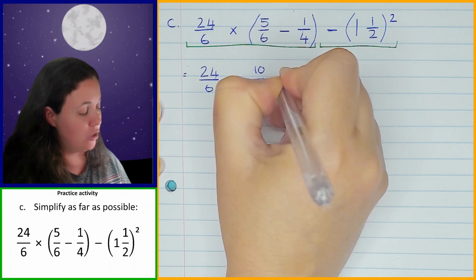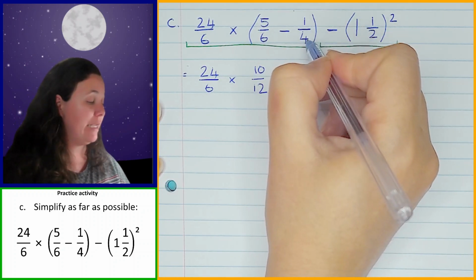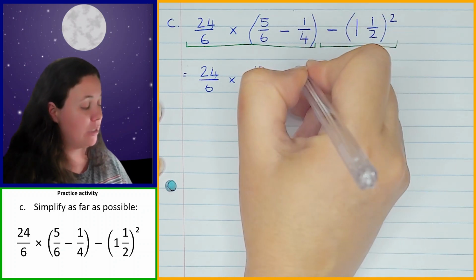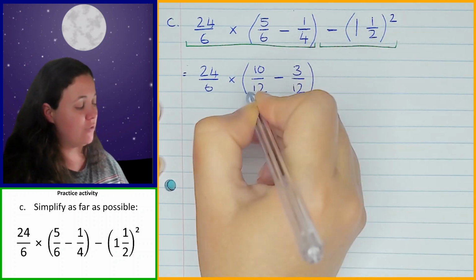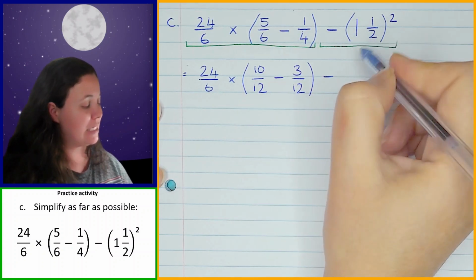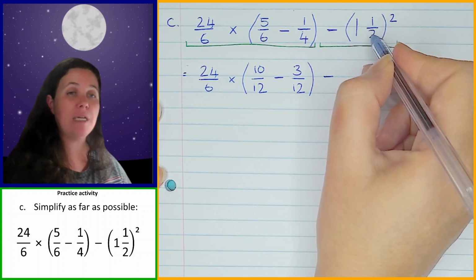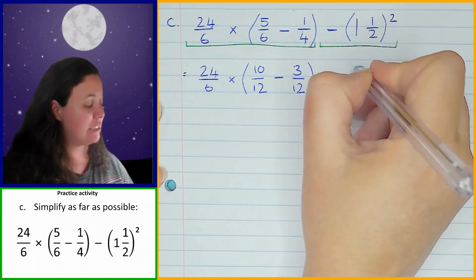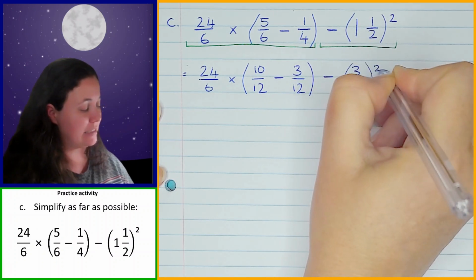So I have 10 over 12 minus, I multiply the 4 by 3, so I need to times the top by 3, and that gives me 1 times 3, which is 3. So I've got, in brackets, 10 over 12 minus 3 over 12. And then over here, I'm going to have minus, and now I'm going to change this to an improper fraction. So 1 times 2 is 2, plus 1 is 3. So that gives me 3 over 2, which I need to square in my next step.